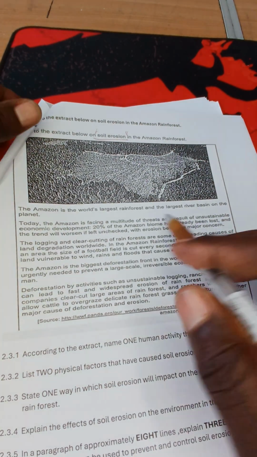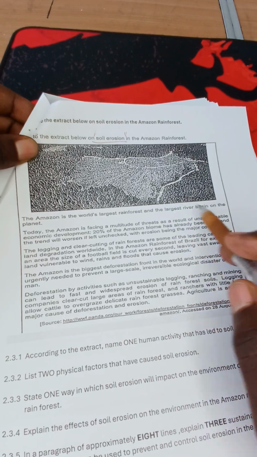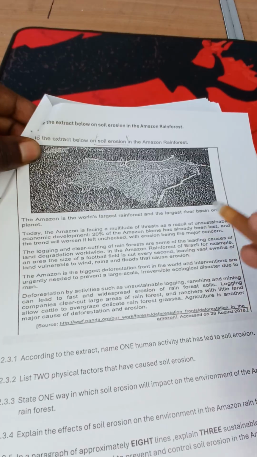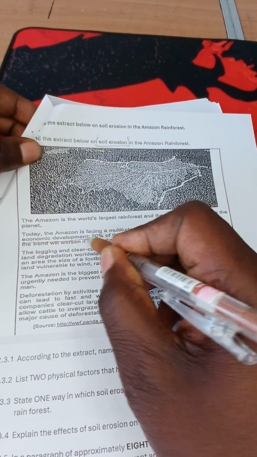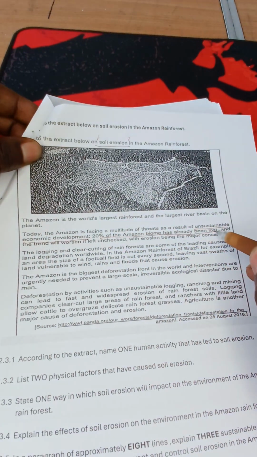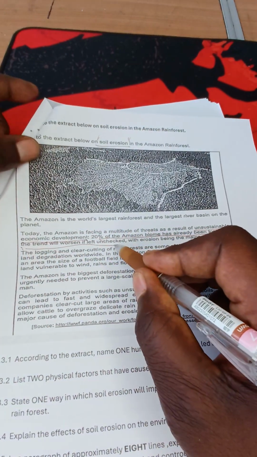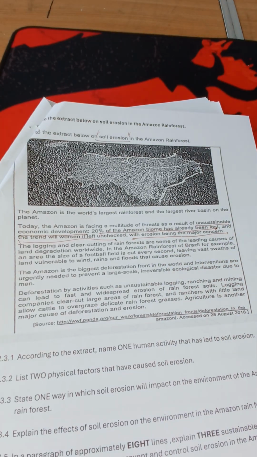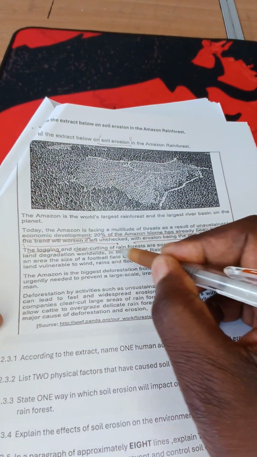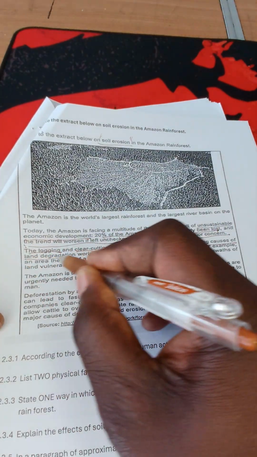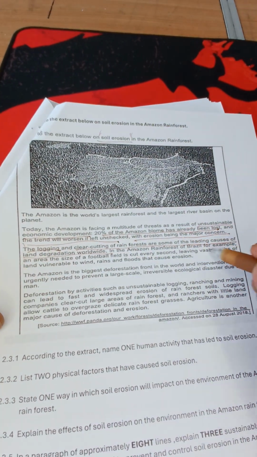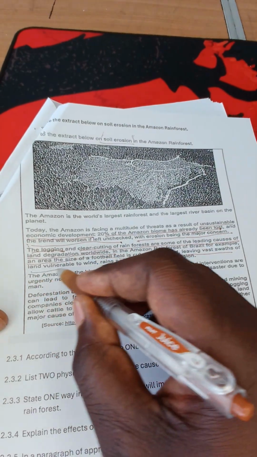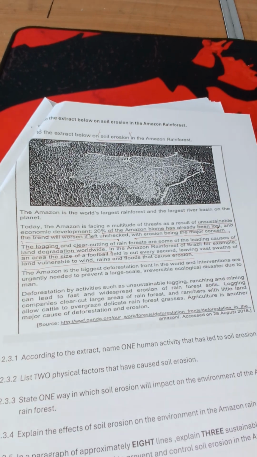The Amazon is the world's largest forest and the largest river basin on the planet. Today, the Amazon is facing multiple threats as a result of unsustainable economic development. 20% of the Amazon biome has been lost, and the trend will worsen if unchecked, with erosion being the major concern. The logging and clear cutting of rainforests are some of the leading causes of land degradation worldwide. In the Amazon rainforest of Brazil, for example, an area the size of a football field is cut every second, leaving vast swaths of land vulnerable to wind, rains, and floods that cause erosion.